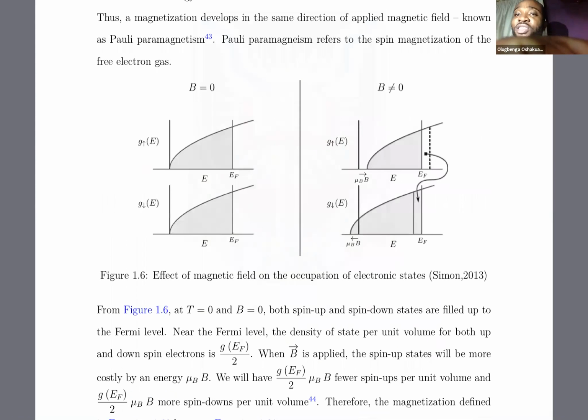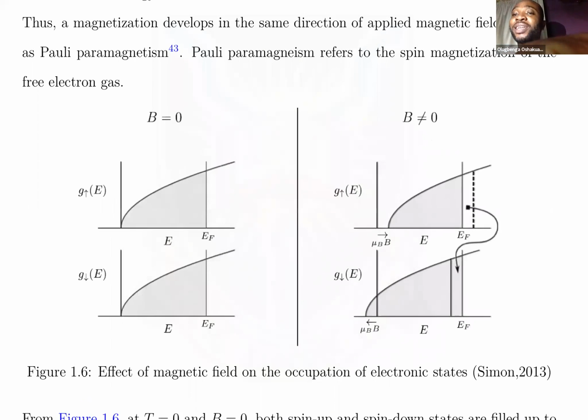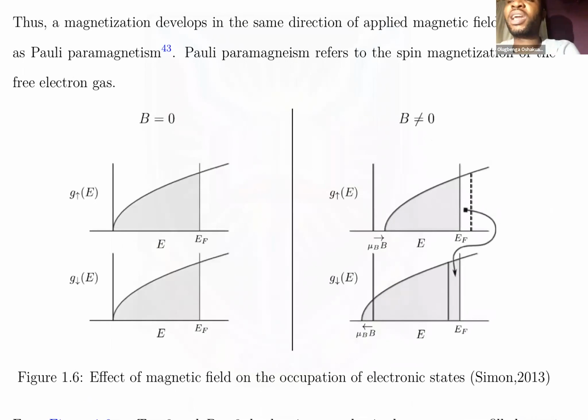So let's look at this graph, which tells us the effect of magnetic field on the occupation of electronic states. This graph is divided into two. This aspect is telling us when magnetic field is zero. When B is zero, that is the left-hand side of this graph. And when the magnetic field is non-zero, that is when we are talking about this side. So let's first face the aspect of this graph where magnetic field is zero.